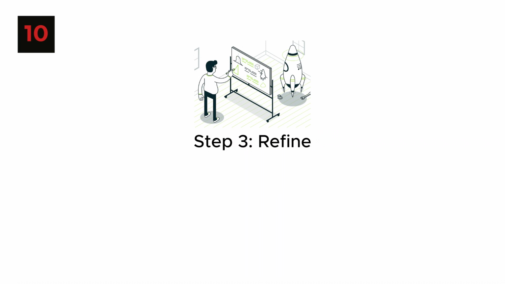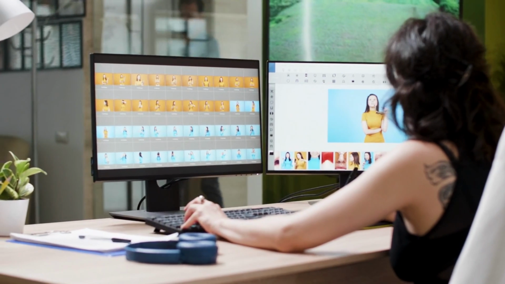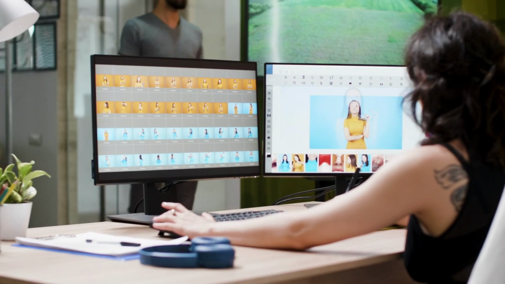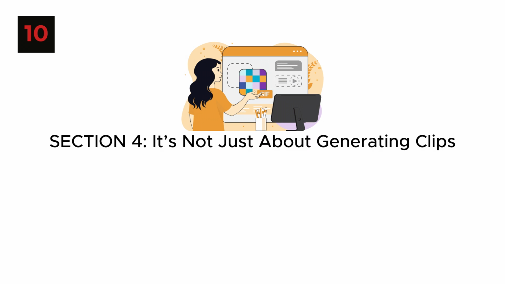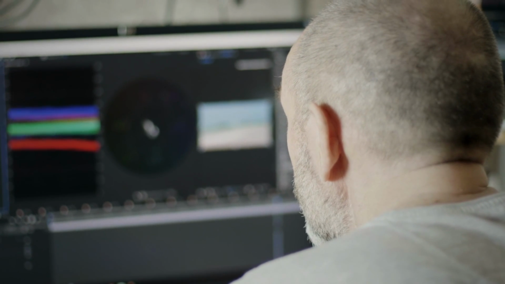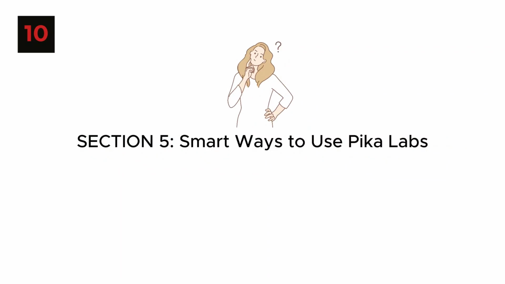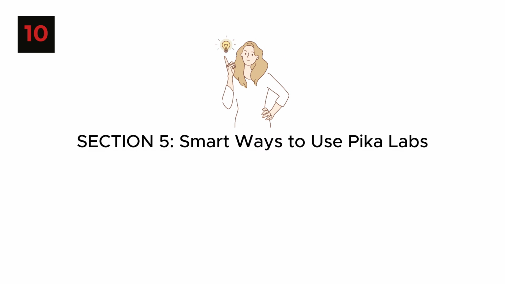Step 3. Refine. You can tweak the result, change style, add motion, adjust camera angles. But here's where most people miss. Section 4. It's not just about generating clips. The real power of Pika Labs is how you use it in your workflow. Because random clips won't grow your channel. Strategy will.